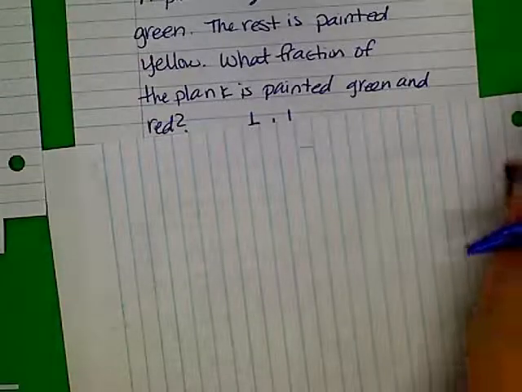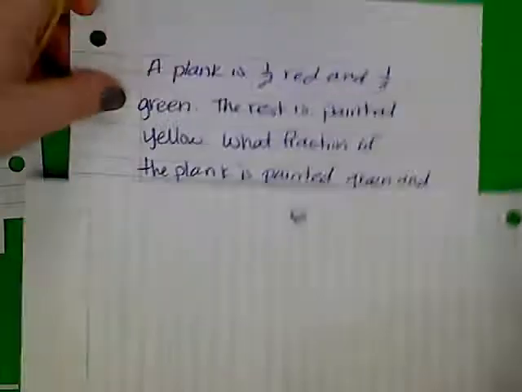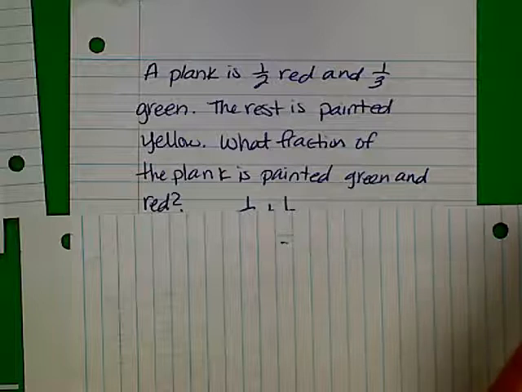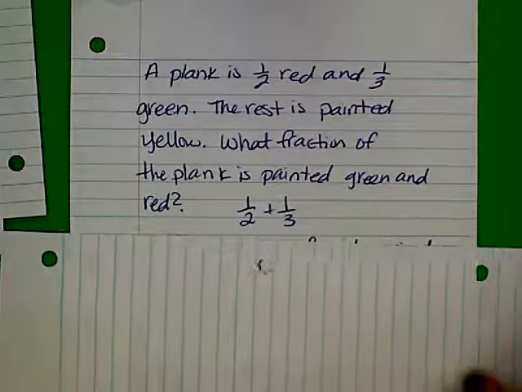The problem that we're going to be solving for our anchor task is a plank is 1/2 red and 1/3 green. The rest is painted yellow. What fraction of the plank is painted green and red? So we are going to be adding 1/2 plus 1/3.